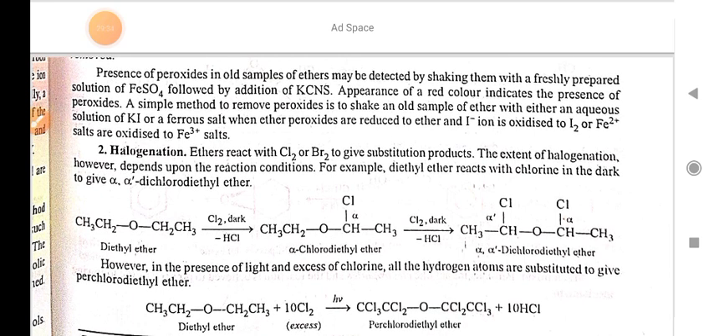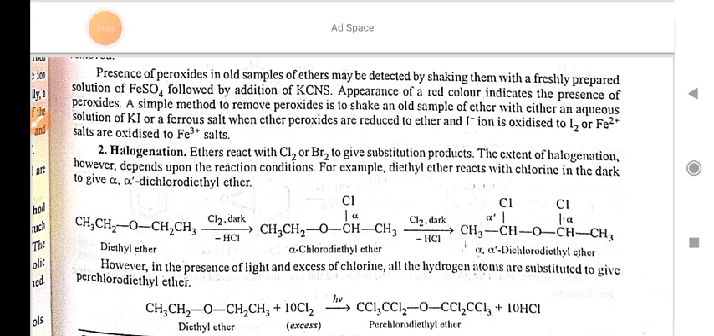The presence of peroxides in old samples of ethers may be detected by shaking them with a freshly prepared solution of FeSO4 followed by the addition of KCNS. Appearance of red color indicates the presence of peroxides.